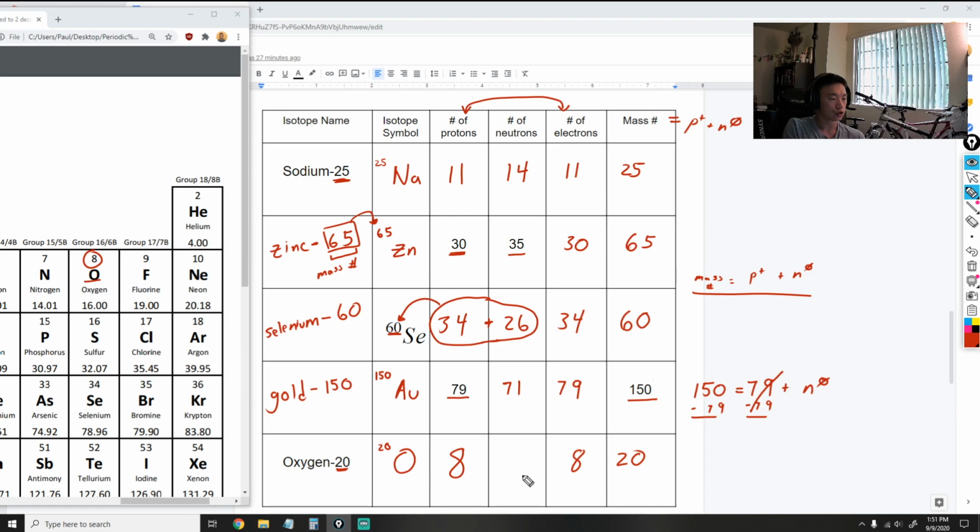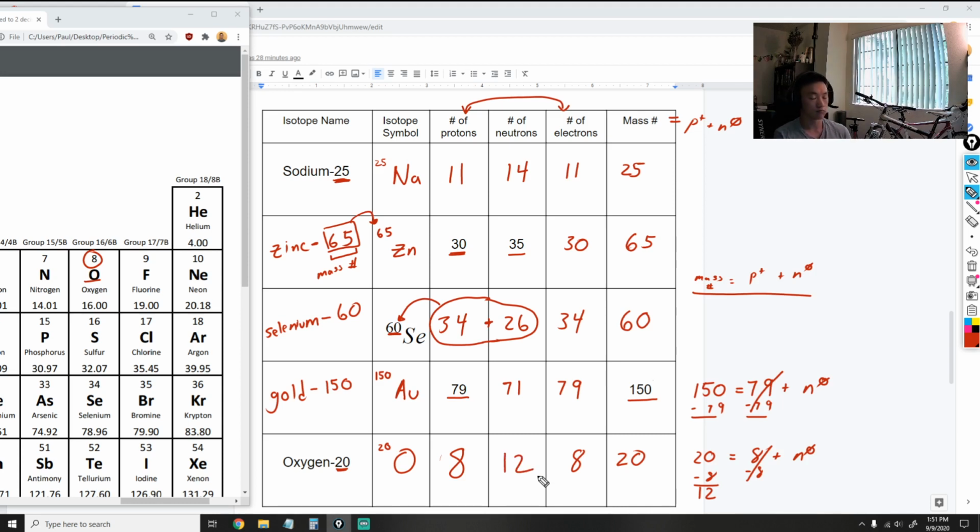For the number of neutrons, very simple. Same thing we've been doing. We just need to use this formula right here. The mass number is 20 equals how many protons? 8 plus the number of neutrons is what we're looking for. So we'll just subtract 8 from both sides. 8 minus 8 cancels out, and then 20 minus 8 is 12, so the number of neutrons is 12.